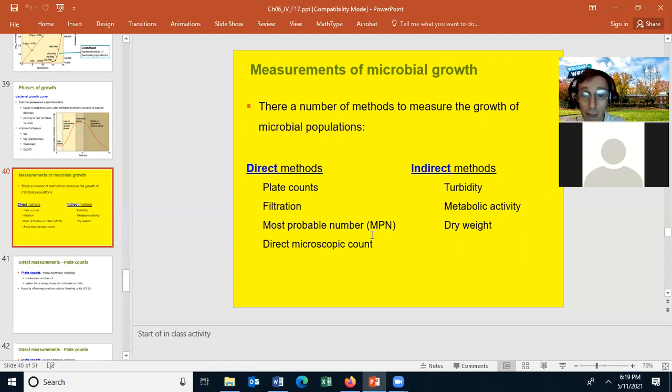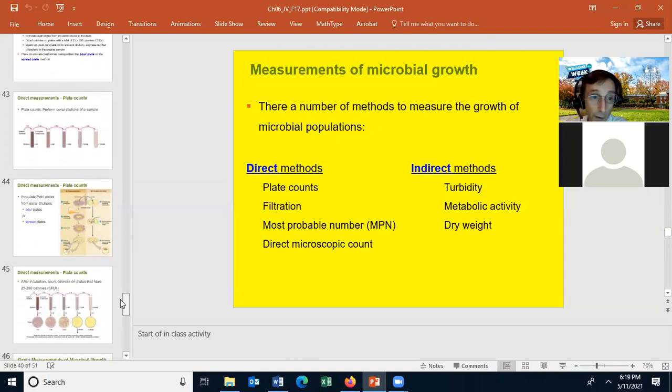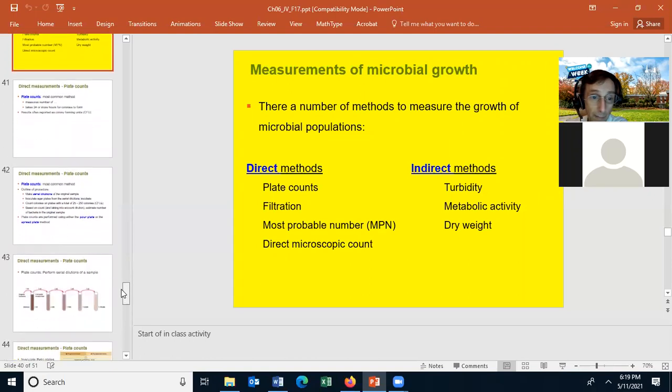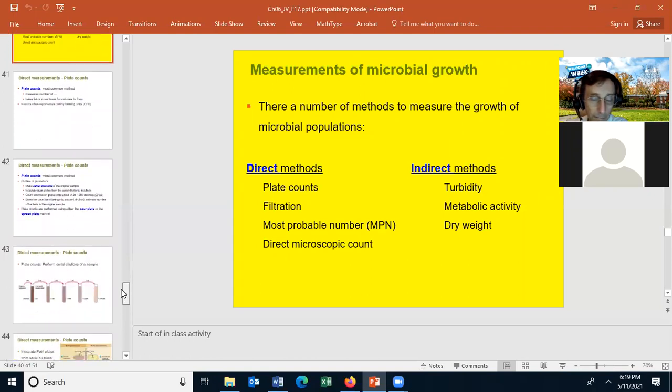All right, any question about any of that? The next slides discuss it, and you'll be talking about these different methods in your worksheet for this lesson.